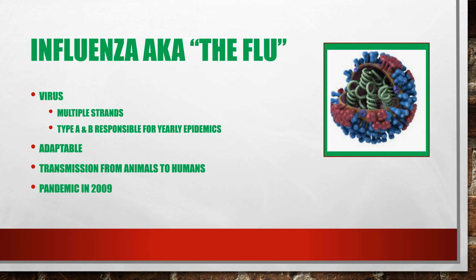we experience different variations yearly, and it's also transmitted from animals to humans. Genetic alterations can be made within the virus to go from animals to humans. The more common animals we see are ducks, chickens, pigs, whales, horses, as well as seals. And if you can remember back to 2009, we had a major flu pandemic during that time.